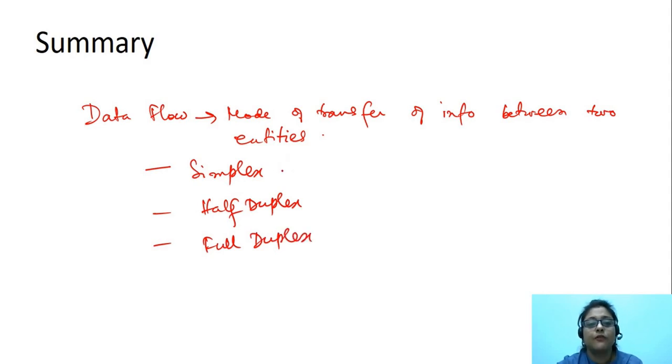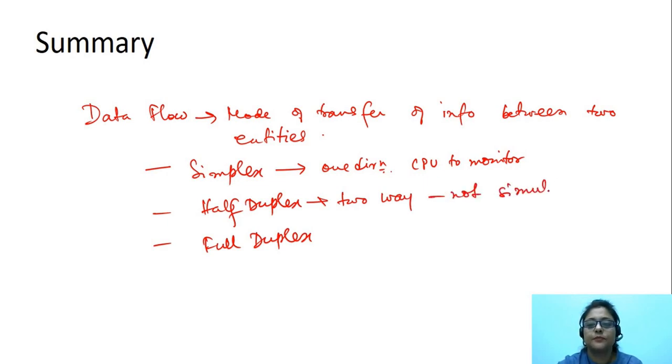We have seen that for simplex mode of communication, data flow takes place only in one direction. There is only one sender and one receiver. The example we have seen is from CPU to monitor. For half duplex mode of communication, it is a two-way communication between two parties but not simultaneously. For full duplex mode of communication, we have seen that it is also a two-way communication and it is simultaneous.